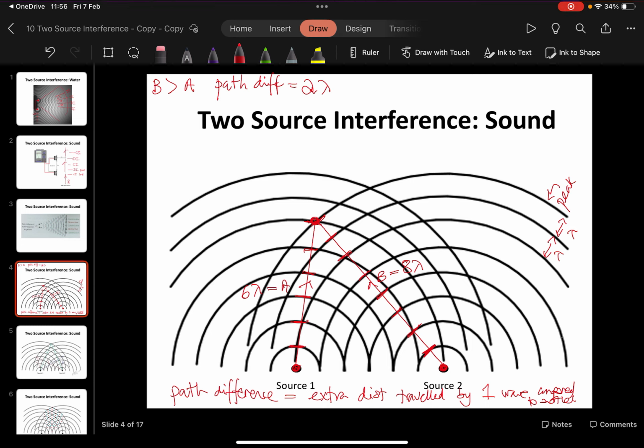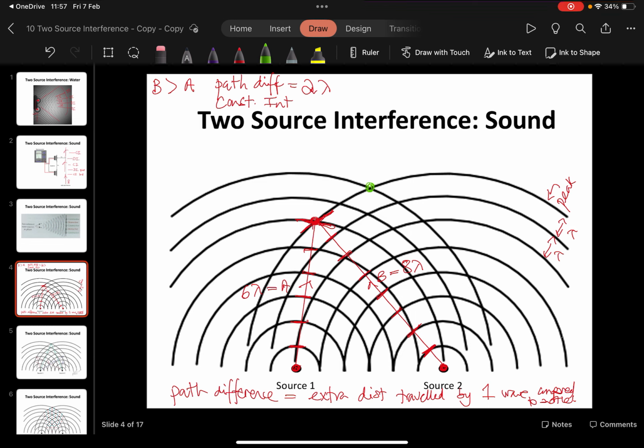Okay, now what are we going to observe at the point where the waves meet? We are observing a peak meeting a peak. And when peak meets peak, that's the language of constructive interference. And that's what we're going to observe at that point, constructive interference.